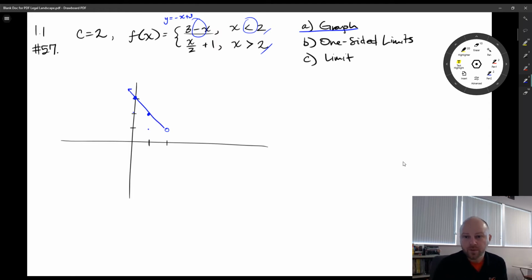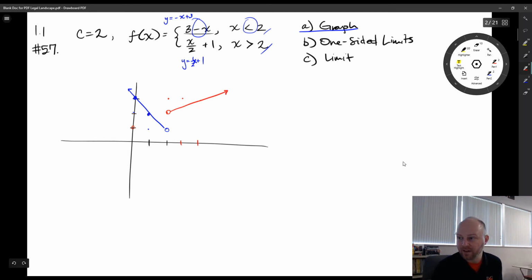To the right of 2, we are graphing x over 2 plus 1. So we might think of this as y equals 1/2 x plus 1. And so to the right of 2, I am going to begin the graph over to the left, but I'm just going to kind of dash it in and imagine where the graph is. I forgot my x. Up until we get to the right of 2. So y-intercept of 1, and then up 1 over 2, and then up 1 over 2. So that's going to be 3, 4. And there's the graph to the right.